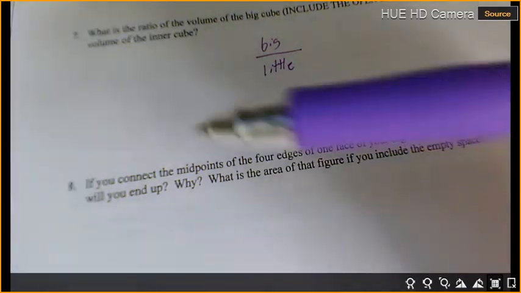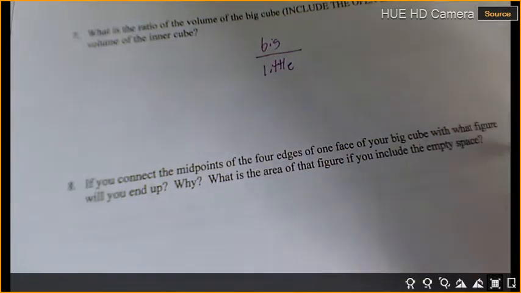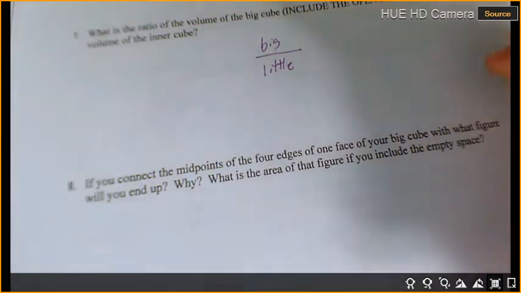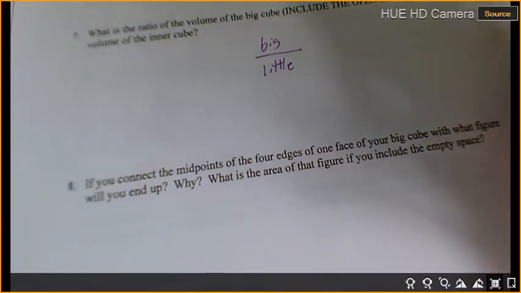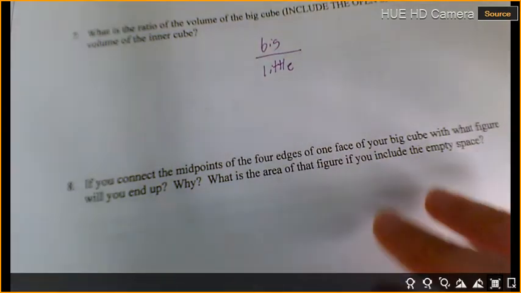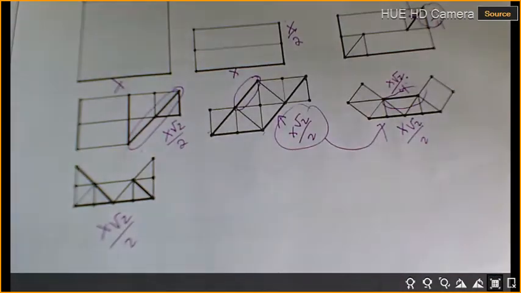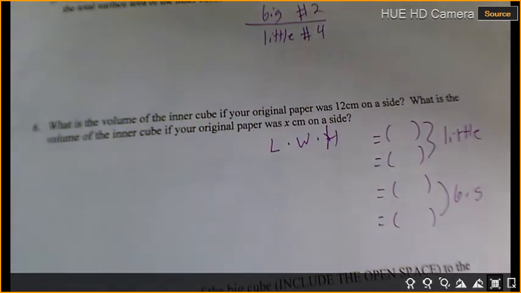Number 8 is a little bit harder. If you connect the midpoints of the 4 edges of one face of the big cube, what is the figure that you'll end up with? And what is the area of that figure, including the empty space? I'm going to leave this one as your challenge question. I'm not going to explain it, because I can't explain it without giving away the answer. Please do it, but I will go over it tomorrow. So try it. If you can't come up with an answer, it's okay. All right. So that's it.